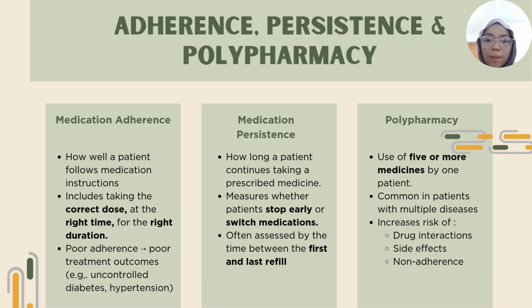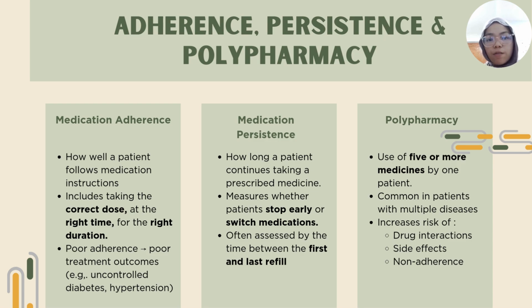And the second one is medication persistence. Persistence is slightly different from adherence. So persistence looks at how long a patient continues taking their medication. For example, some patients may start a medication but stop very early because they feel better or they get side effects or they just simply lose the motivation. So persistence helps us to see whether the patients continue their treatment until they are supposed to. And researchers usually measure this by looking at how long it takes between the first refill and the last refill.